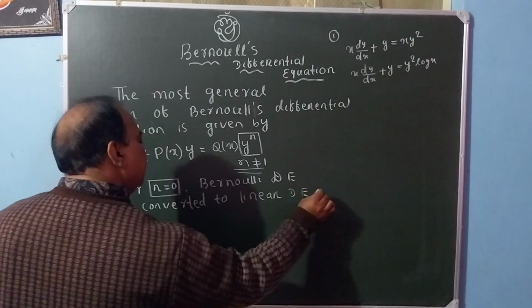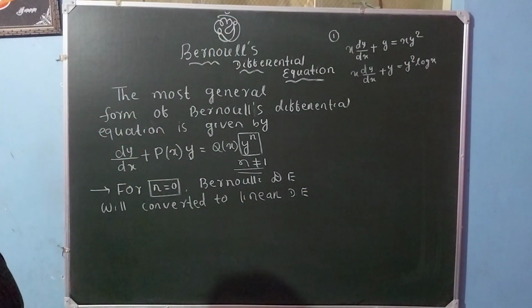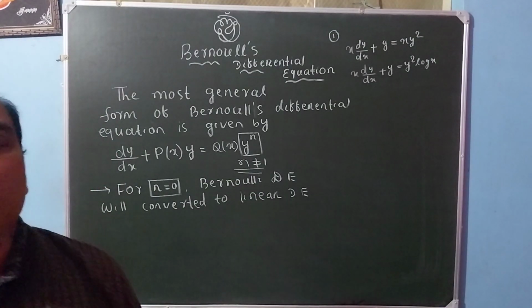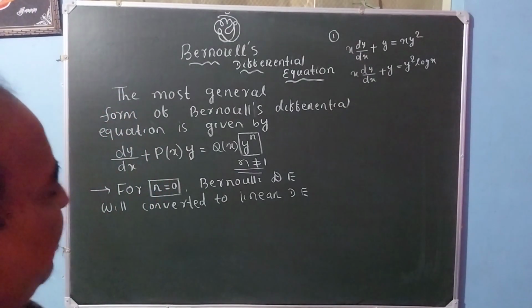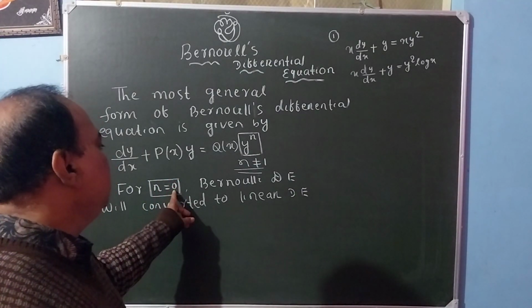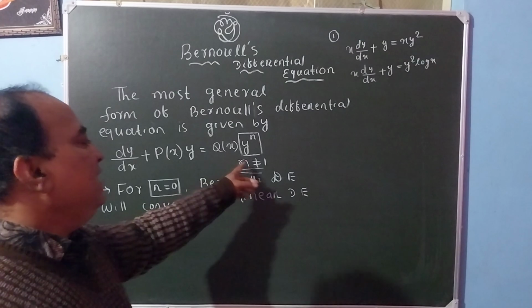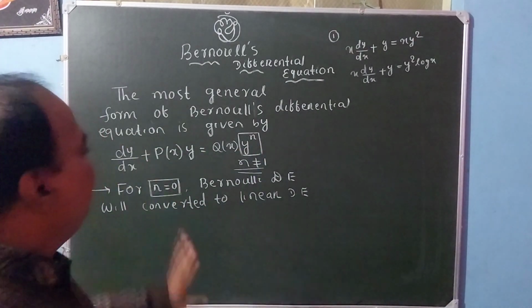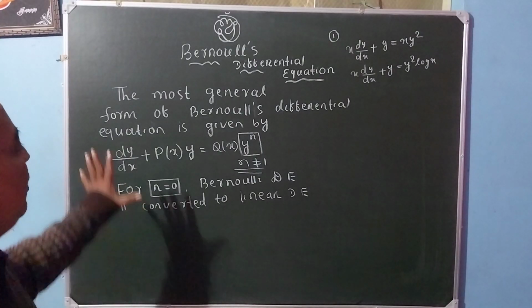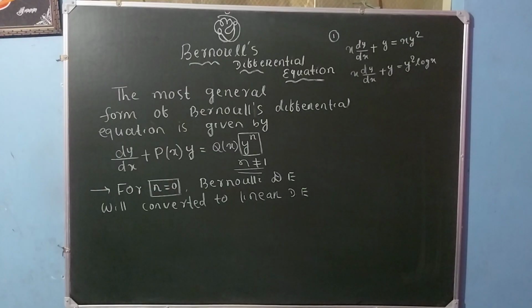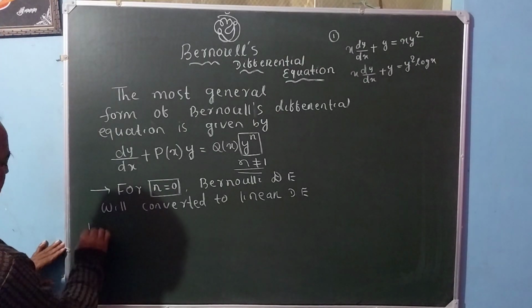Okay? The question is coming like that: for what value of n will the Bernoulli differential equation convert to a linear differential equation? The answer is n is equal to 0. For n is equal to 1, this is not a Bernoulli differential equation. So how can you solve this type of Bernoulli differential equation? Procedures. Write down the procedures.